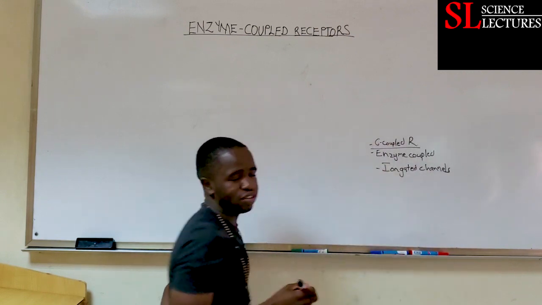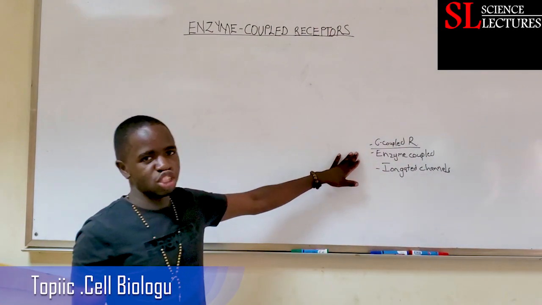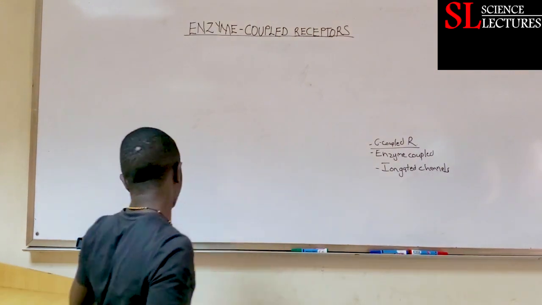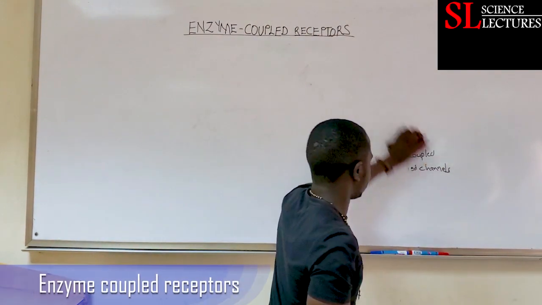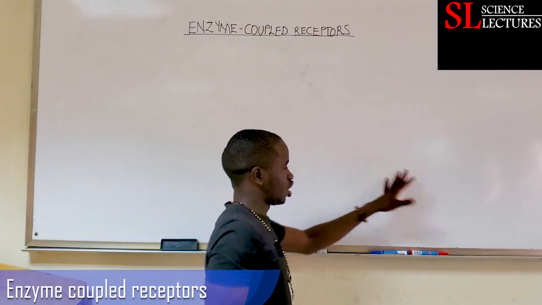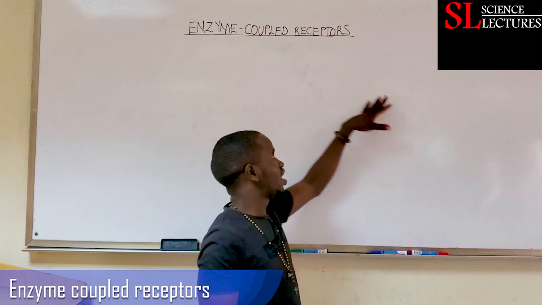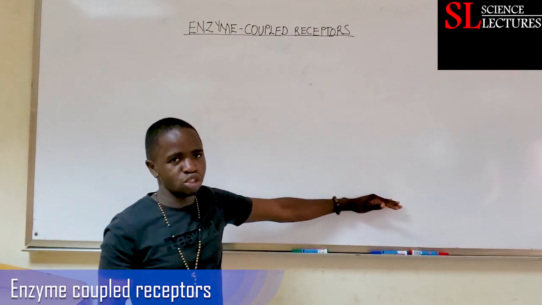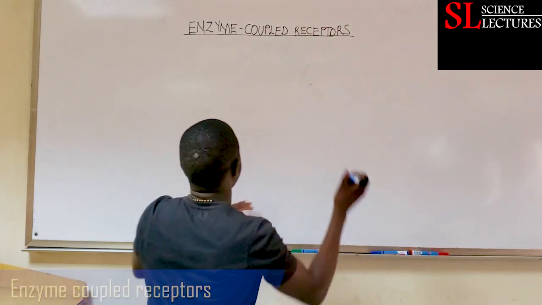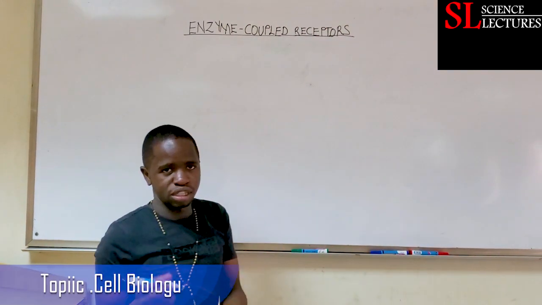And in our previous videos we discussed the G coupled protein receptors. So today we are going to look at the enzyme coupled receptors. This is a special type of receptor that has an enzyme on its cytoplasmic tail and a receptor on the cell surface membrane. And there are three types.